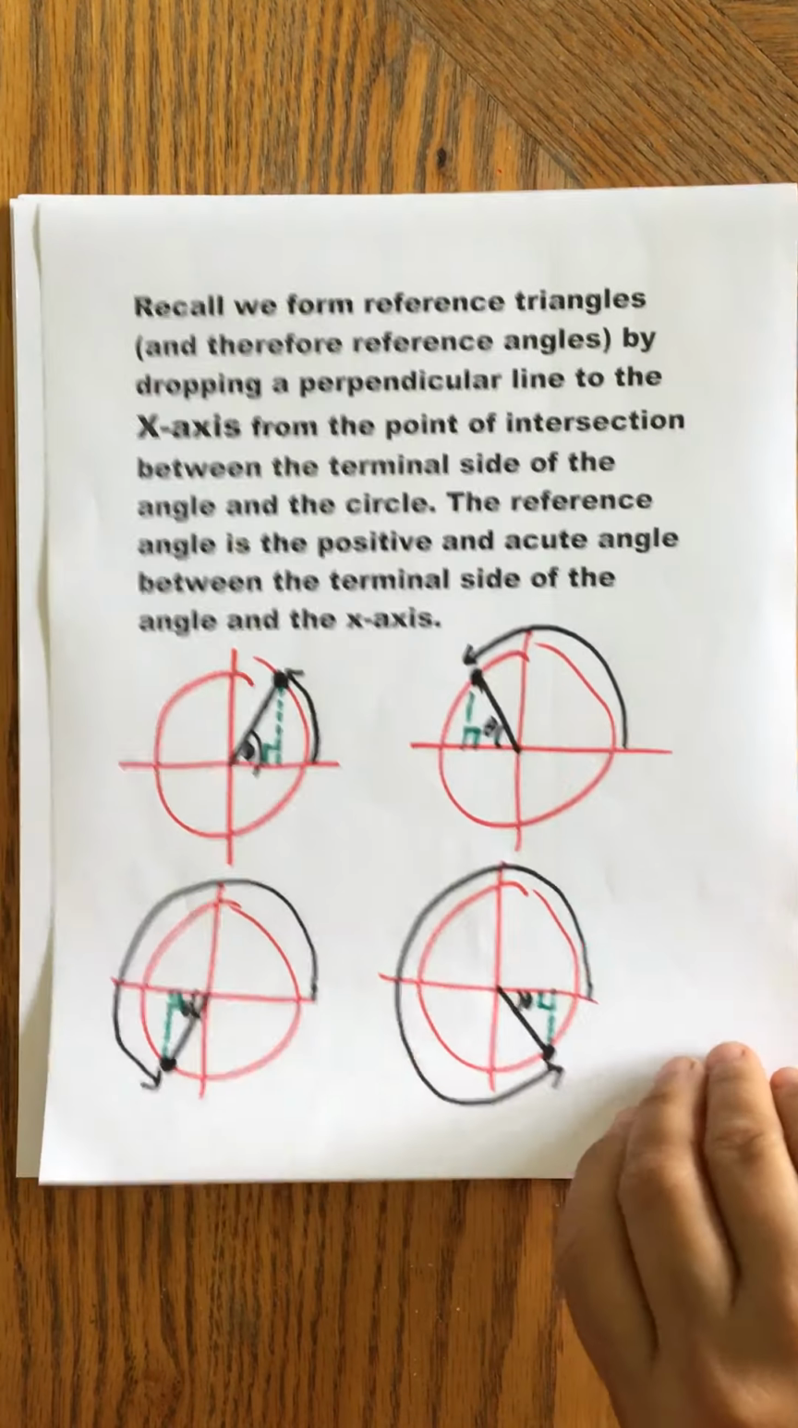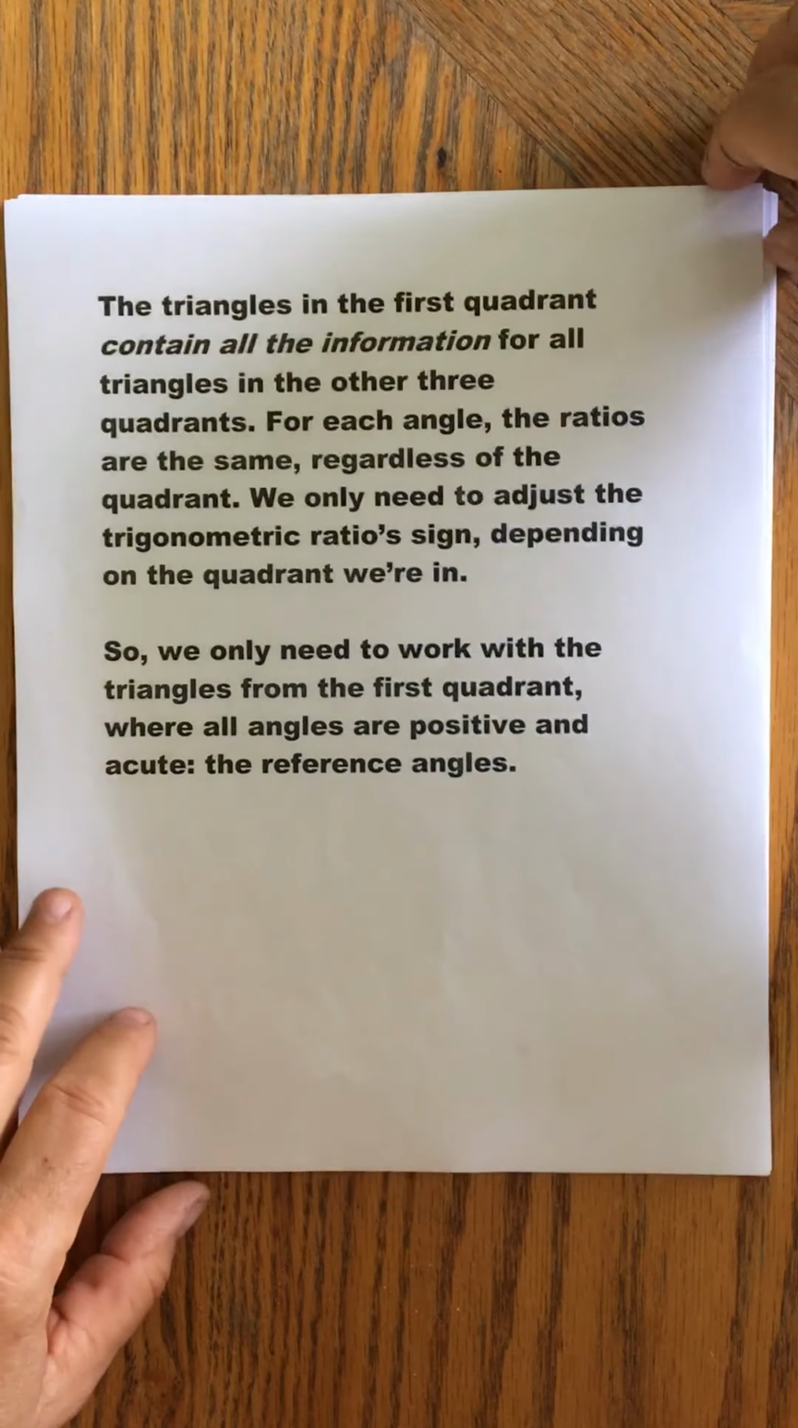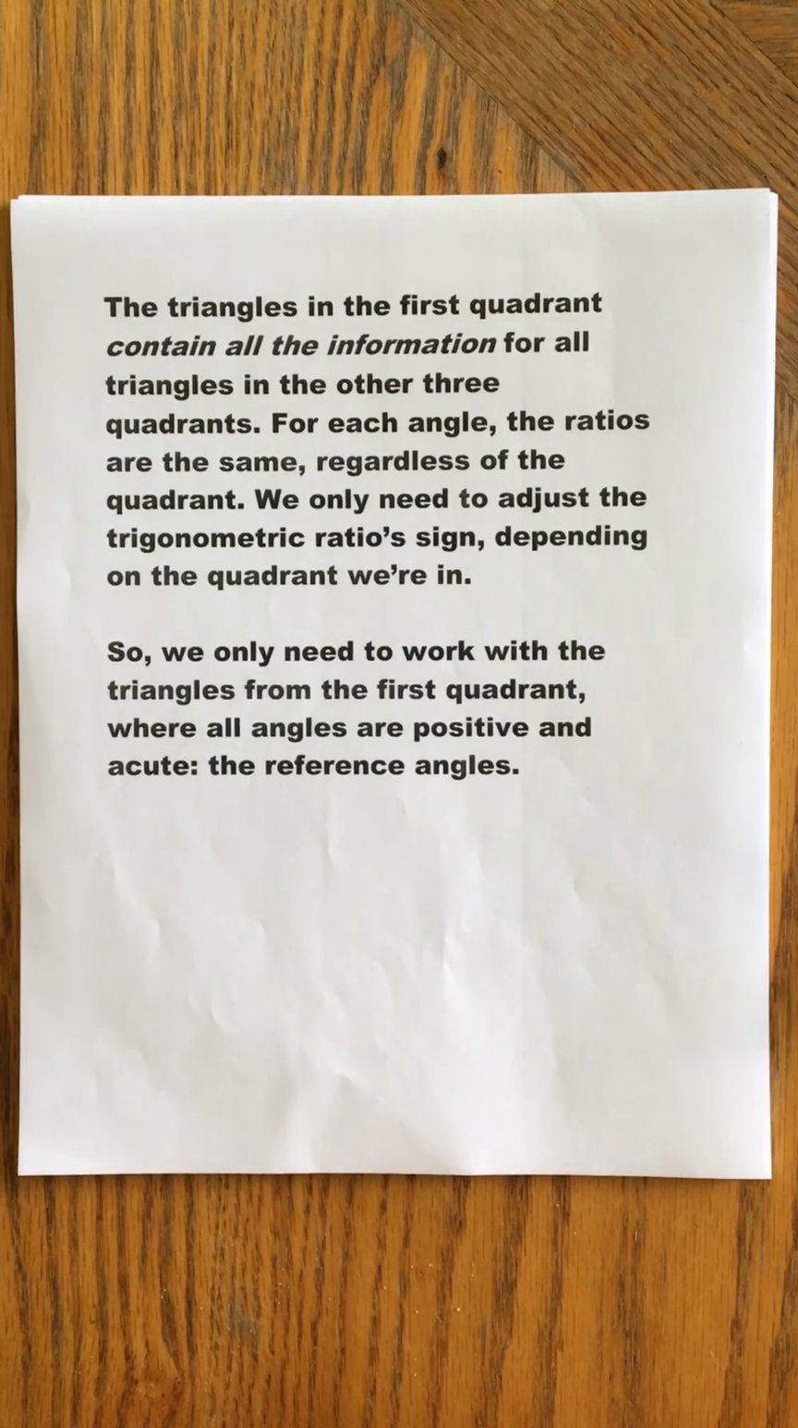And now let's take a look. What are we trying to say here then? Why is it that we even go through this? Well, the triangles in the first quadrant contain all the information from the triangles in the other 3 quadrants. So for a specific angle, the ratios are the same regardless of the quadrant. The only thing we need to do is adjust the trigonometric ratio's sign, S-I-G-N, positive or negative, depending on the quadrant we're in. So that's why we only need to work with the triangles from the first quadrant where all the angles are positive and acute. So in the first quadrant, that's always going to be true.